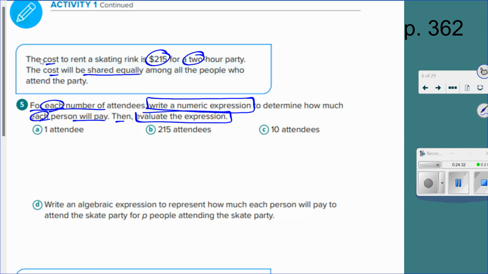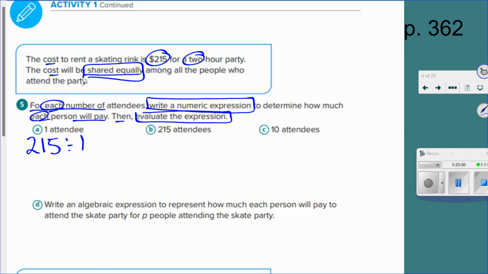Okay, what operation does that tell me I'm doing? Whenever you're doing division, there are 2 parts to it. What am I dividing up, and into how many pieces? What am I dividing up? The cost of the rink. How am I dividing it? By how many people there are. So my expression should look like that. Then I need to evaluate it. So how much is he paying?